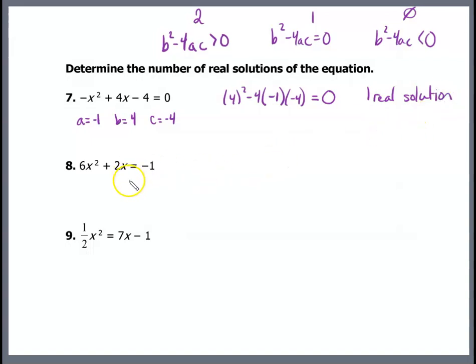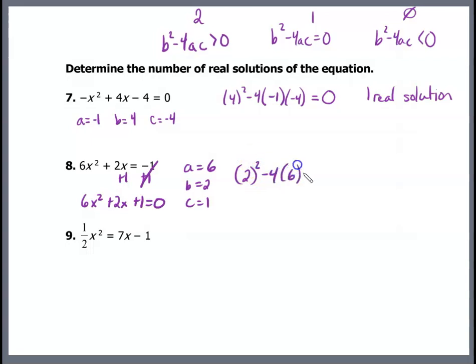All right, on number 8, this is not in standard form yet. We need it to be equal to 0. So we're going to add the 1. So if I rewrite that, I get 6x squared plus 2x plus 1 equals 0. So my a value is 6, my b value is 2, my c value is 1. So remember, b squared minus 4ac. Now you type that into your calculator. I just type it in exactly as is with every parentheses and everything. I get negative 20, and when your discriminant is negative, there are no real solutions.